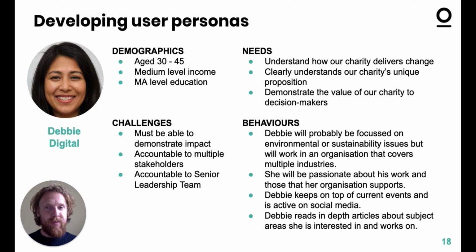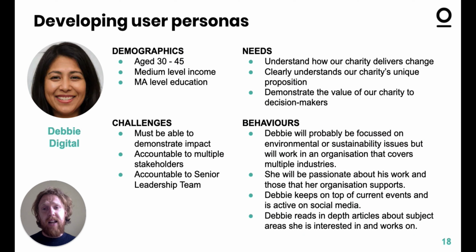So the demographics is the first section that we assign to them. So she's aged between 30 and 45. She has medium level of income and she has a master's level of education. So again, you can see how the demographics begins to flesh out what your target audience looks like. What challenges does Debbie face in her work, and how can our charity organisation help her overcome those challenges?